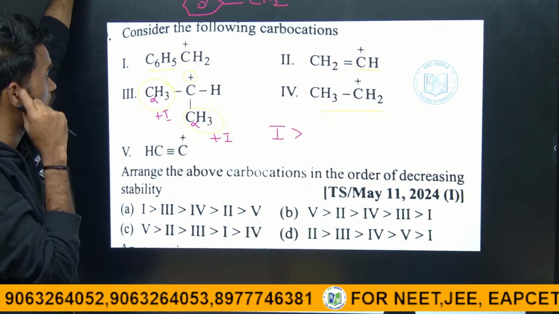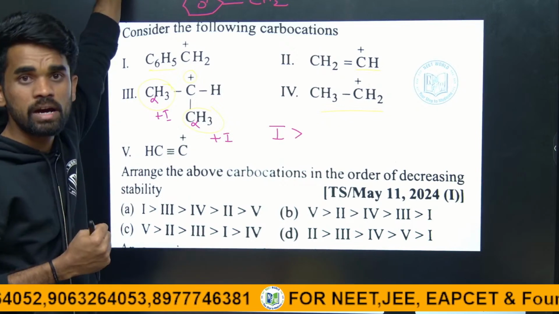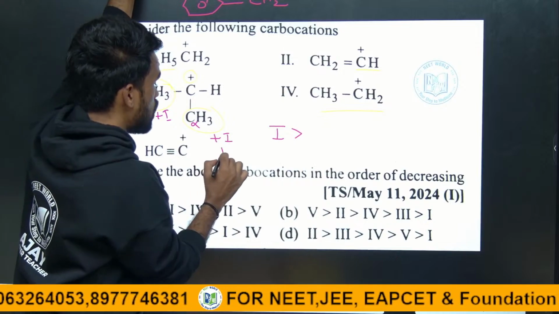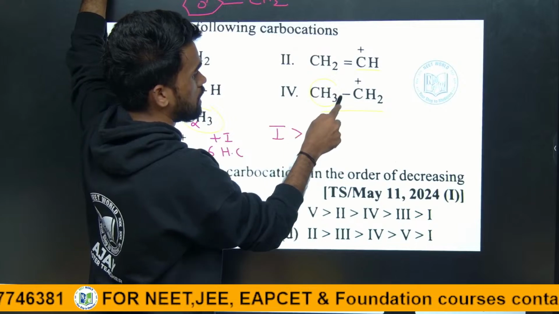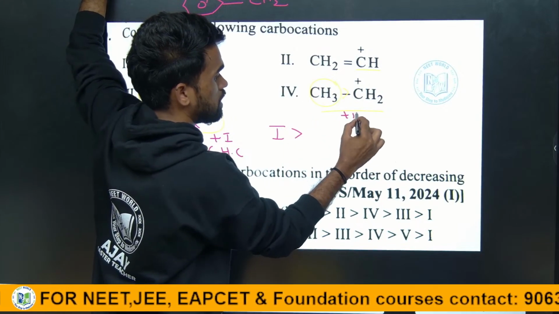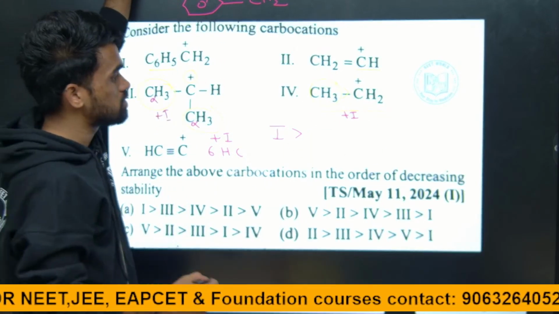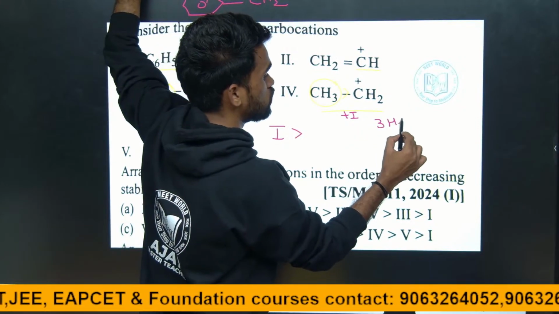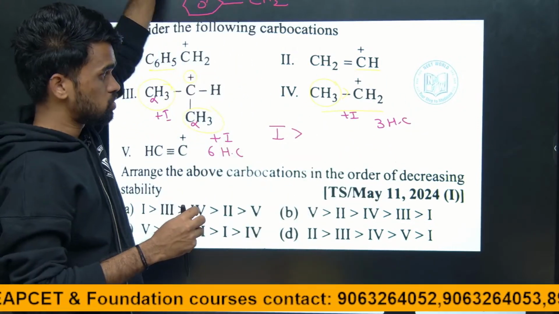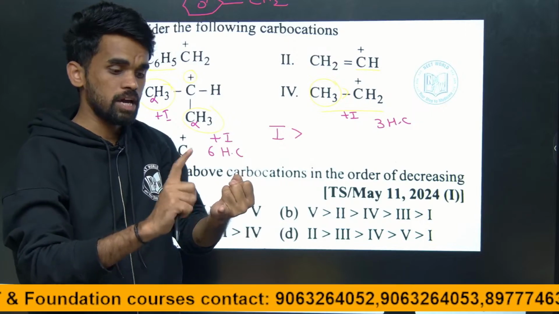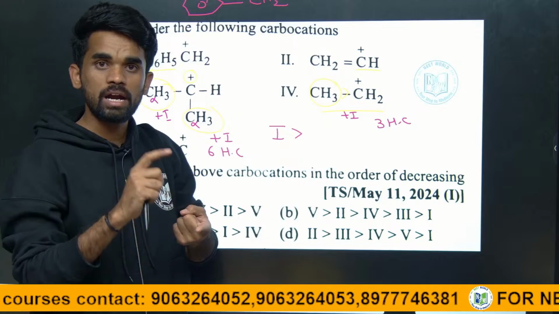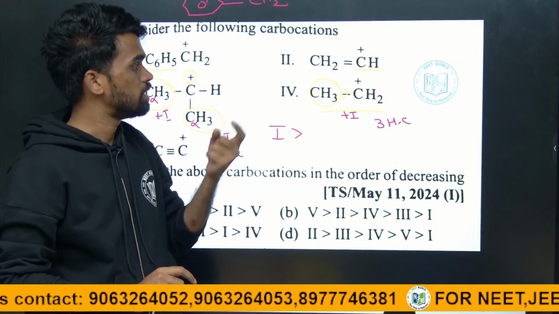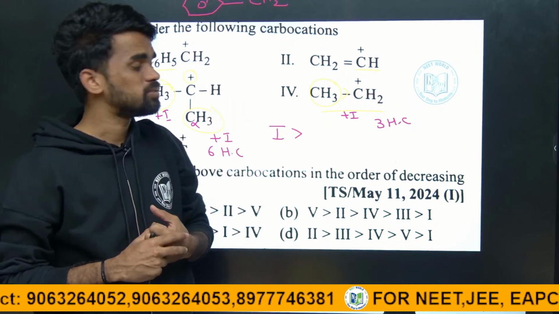So totally how many alpha hydrogens are there? 6 alpha hydrogens are there. So 6 hyperconjugations are possible for this. Similarly here we have one alkyl group, therefore 1 plus I effect, and 3 hyperconjugative forms we can say, like this. So you need to apply inductive, mesomeric and hyperconjugation effects for each of these intermediates to find the stability order, whether carbocation, carbanion or free radical, in order to get the final answer.